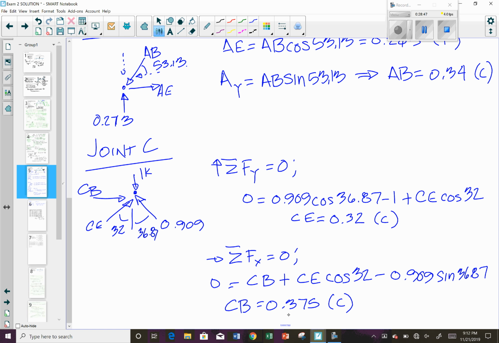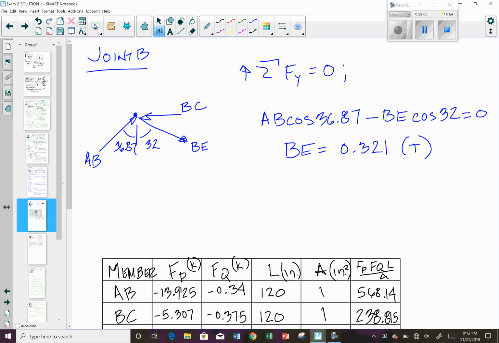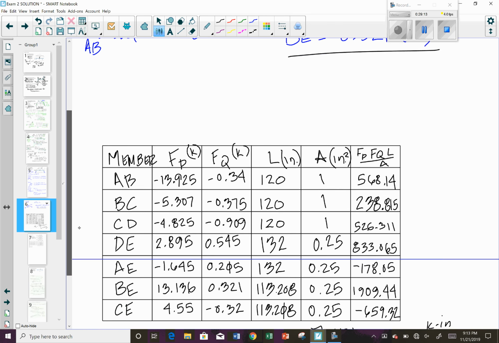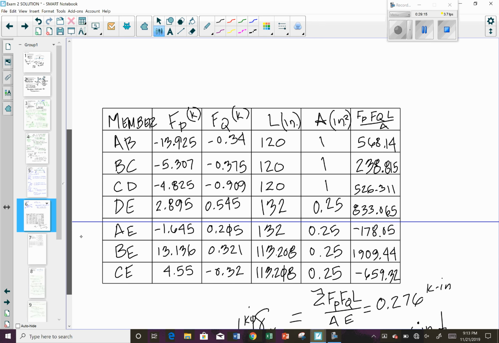Okay, so now in this, what you need to understand and make sure that you recognize, it doesn't matter what you use for sign conventions, you just need to be consistent. Okay, so with this, we're going to say compression is negative. Okay, so you've got your orientations and everything. So when you go and put it in your table, oh, and you have to go through and do joint B to solve for BE. So putting it in your table, members in tension.